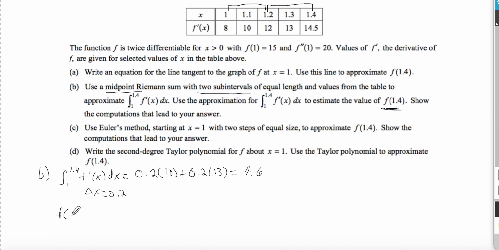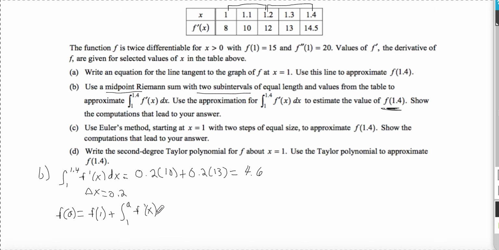I would know then that in general, for some function f of a, this is my fundamental theorem of calculus, right? F of a is going to be the function at the starting value. And my starting value that I'm working at here is 1. It's going to be f of 1 plus the integral from 1 until a of the derivative.